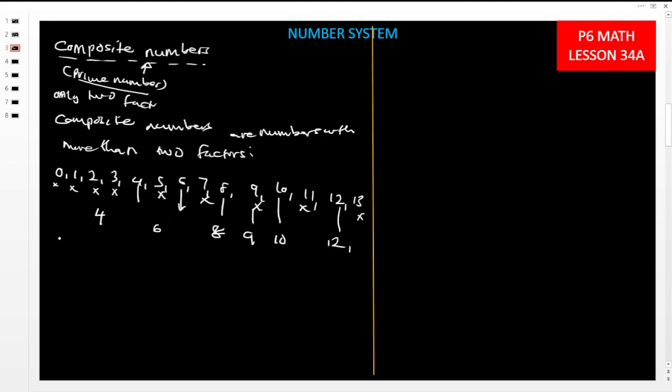So from composite numbers, let us look at these other numbers, which we call square numbers. Now what are these square numbers? These square numbers are numbers obtained by multiplying a number by itself, or squaring a number.